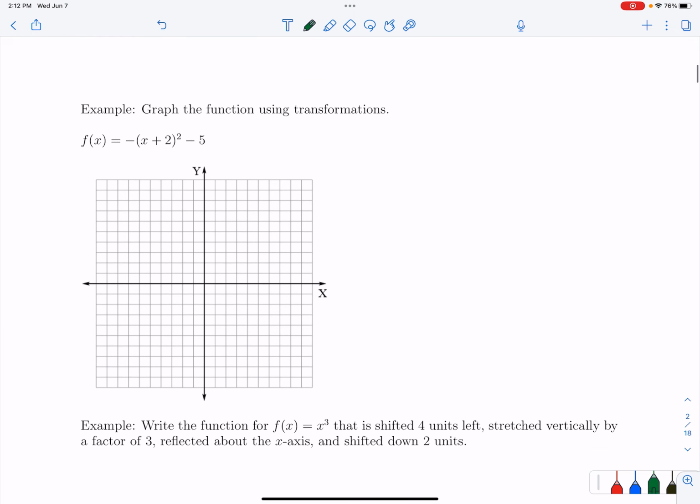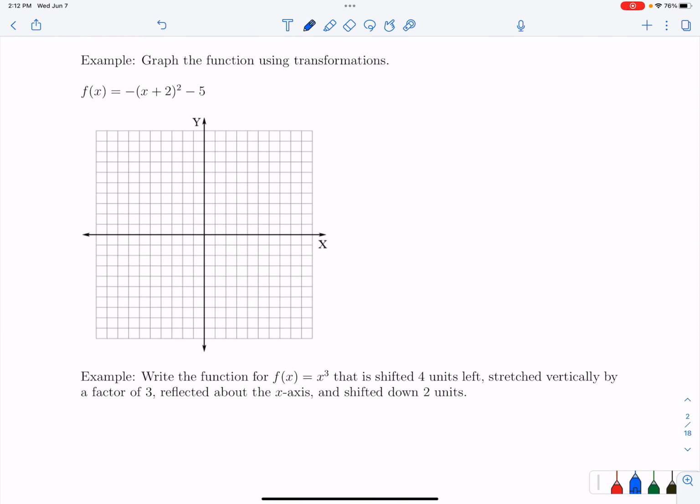Okay, moving on. Graph the function using transformations. So this is kind of what we've been doing. I have the squaring function. So the parent is going to look like a parabola. And then this 2 says move left 2 units, reflect vertically, and then down 5 units. So I always pick a point, and in this case, let's pick the vertex. I'm going to move it left 2 units. I'm going to flip that upside down. So my graph would look like that. And then I'm going to move it down 5 units. So 1, 2, 3, 4, 5. So this is what that function f of x would look like.